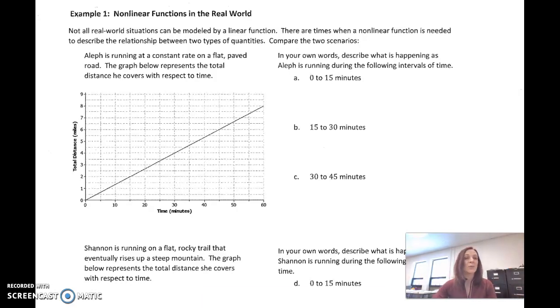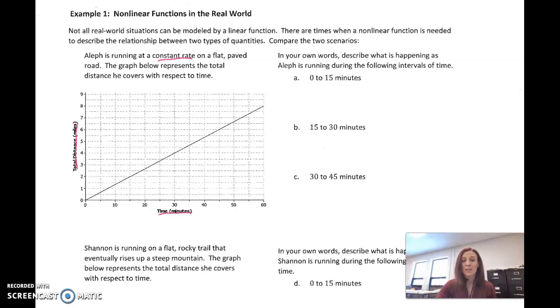Okay, so it says not all real-world situations can be modeled by a linear function. Truth. So we're describing nonlinear or linear functions that describe a relationship between two quantities. Remember what I always said, pay attention to our labels here. So Alf is running at a constant rate. Notice it doesn't say that one quantity is constant. We're saying that the rate is constant. Constant rate means linear. And it's a flat paved road. And the graph represents the total distance he covers with respect to time. So again, we have our time in minutes and we have our total distance in miles.